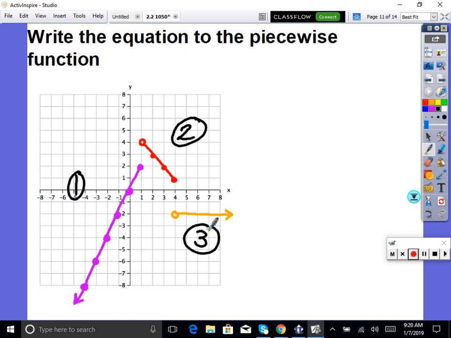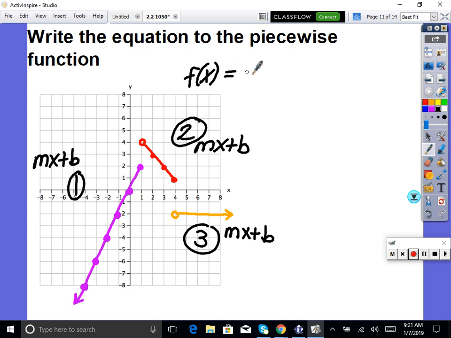Now aren't they all lines? Line, line, line. So all of the equations will have the form mx plus b. To write the piecewise function, we would say, okay, we have f of x equal to, and we draw these little squigglies. It's containing 3 pieces. Sorry, I want a bigger squiggly than that.